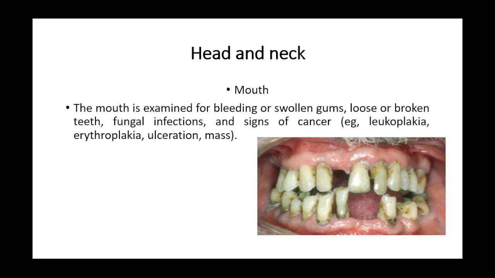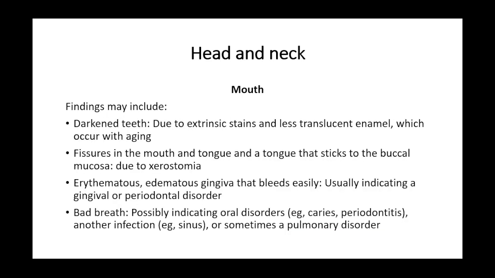Mouth. The mouth is examined for bleeding or swollen gums, loose or broken teeth, fungal infection, and signs of cancer, like leukoplakia, erythroplakia, ulceration, or mass. Findings may include darker tints due to extrinsic stains and less translucent enamel, which occur with aging, fissures in the mouth and tongue, and a tongue that sticks to the buccal mucosa due to xerostomia, and erythematous edematous gingiva that bleeds easily, usually indicating gingival or periodontal disorders. Bad breath possibly indicates oral disorders, caries, periodontitis, and other infection, or sometimes a pulmonary disorder.